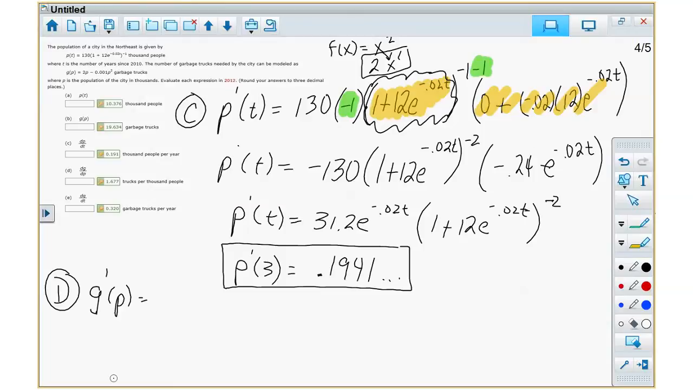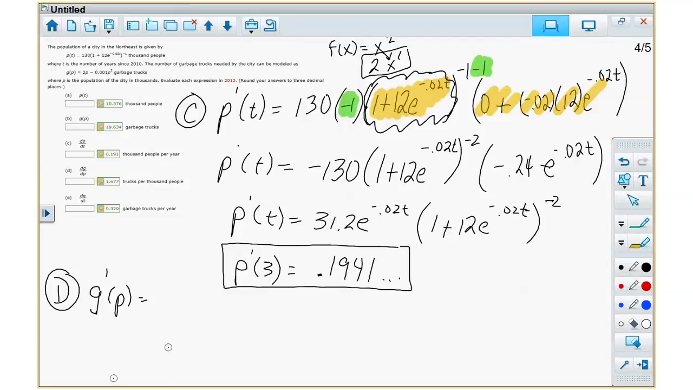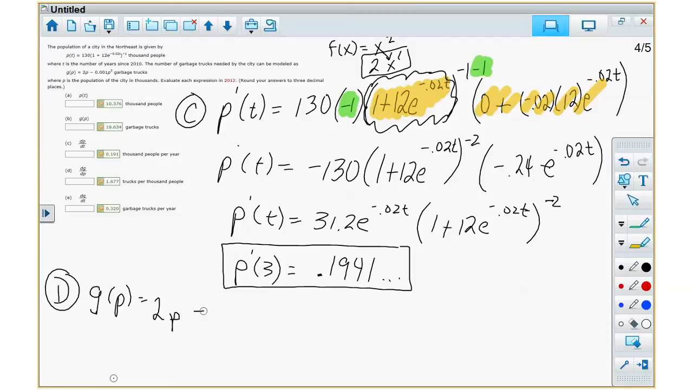G prime of P. This one's easier. Let me re-erase that because I have to write the problem over. G of P is 2P minus 0.001 P to the third. Now, we don't have to do the chain rule here because we have two separate terms. So we just do the power rule.